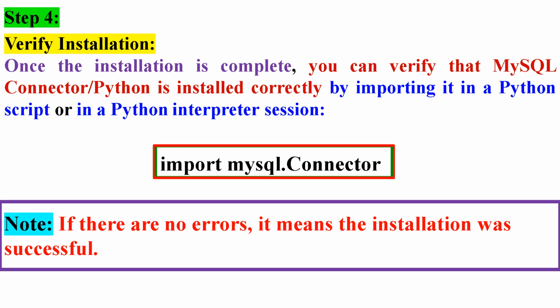Step 4. Verify installation. Once the installation is complete, you can verify that MySQL Connector/Python is installed correctly by importing it in a Python script or in a Python interpreter session. import mysql.connector. If there are no errors, it means the installation was successful.